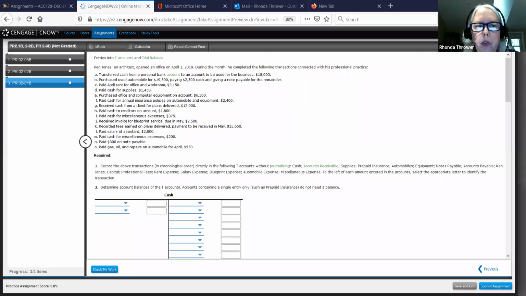You should be able to see problem 2-01B. And what we're going to be doing is working with the T accounts that we talked about on the previous video. We're going to be analyzing transactions through T accounts. This problem would be similar to your homework problem.